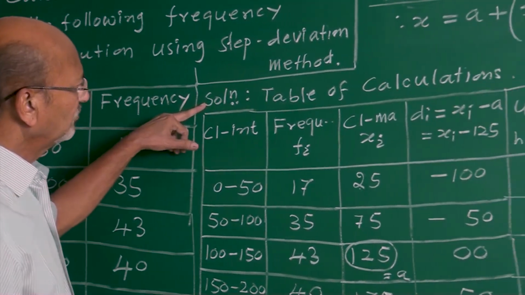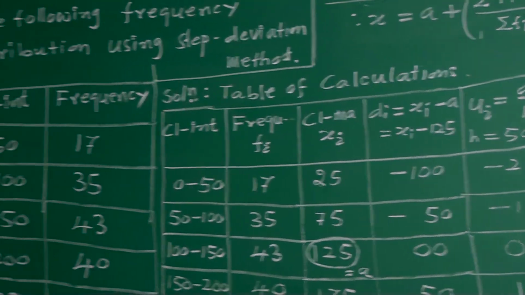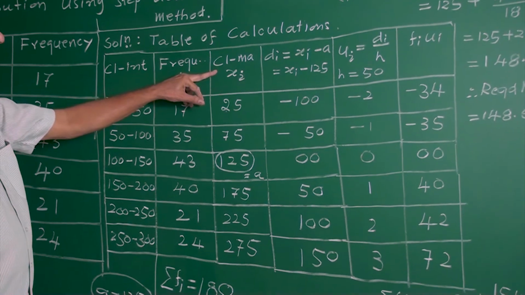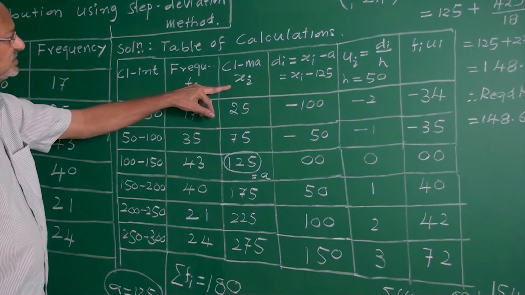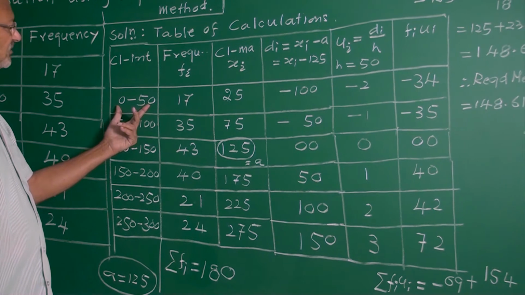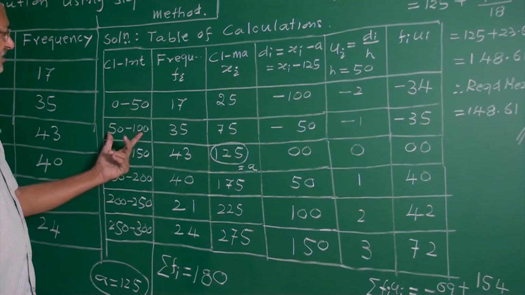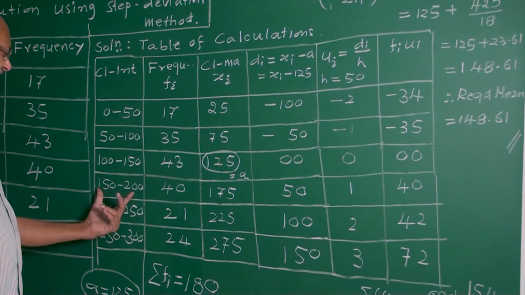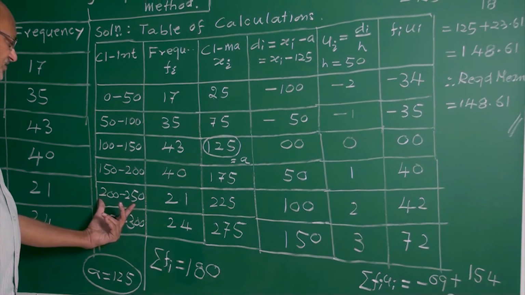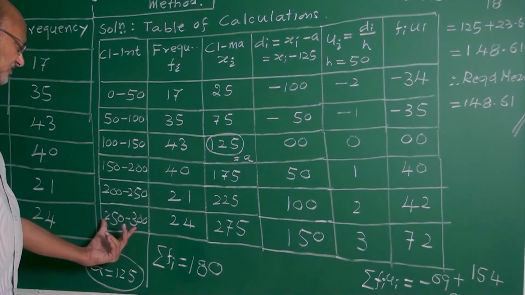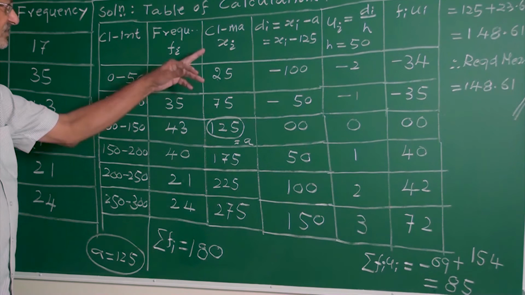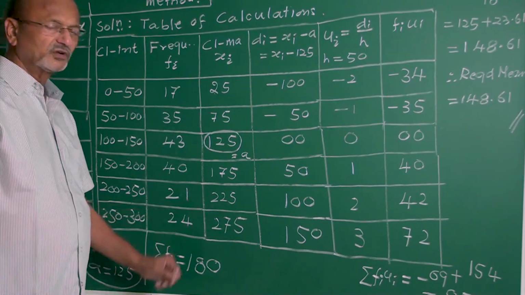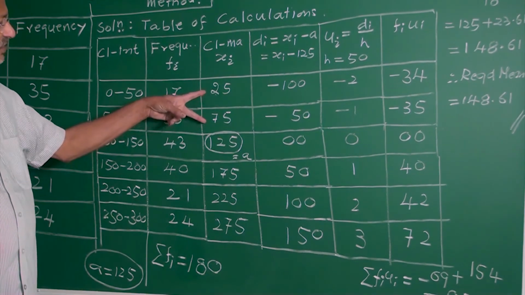Solution. Table of calculations. These two columns you have to write as it is. Then you have to go for what? Class mark, which is xi. Addition divided by 2: 50 divided by 2, 150 divided by 2, 250 divided by 2, 350 divided by 2, 450 divided by 2, 550 divided by 2. This is xi. In this, my friends, I told, the number of observations is an even number, 6.